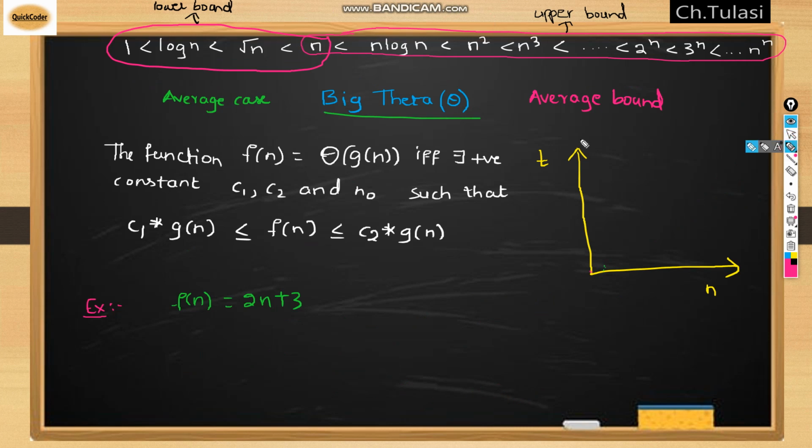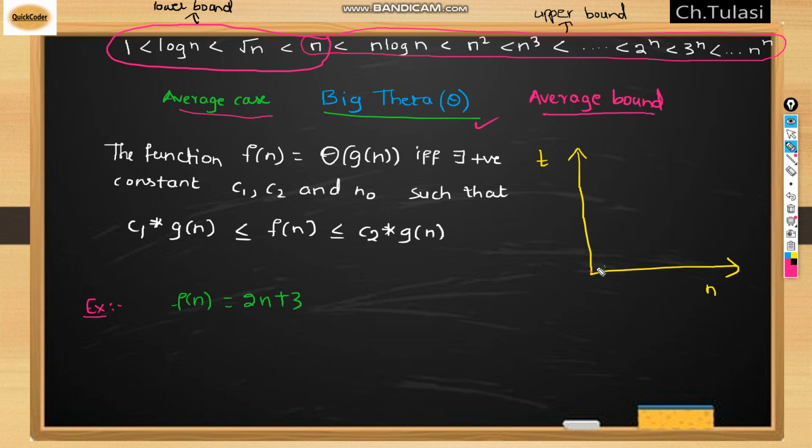Okay friends, let's get into big theta notation. It tells the average case. It is mainly used when the worst case and the best case are equal, and it tells the average bound. For example, this is n, the input size, and this is t, the time.